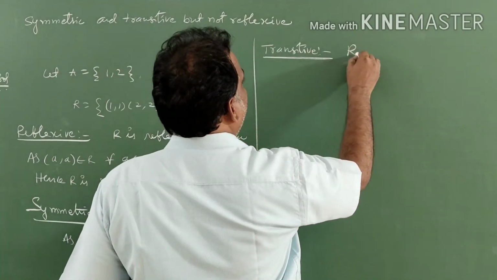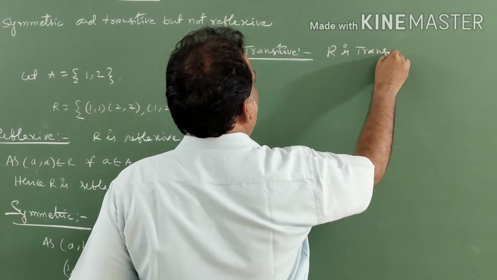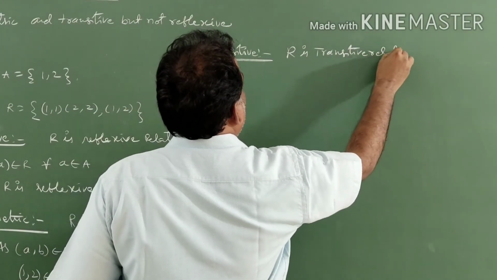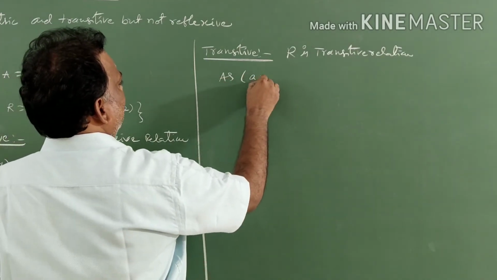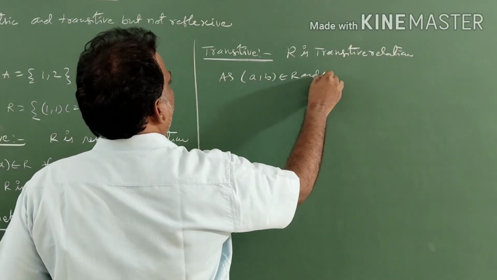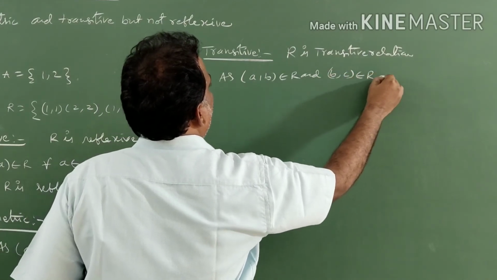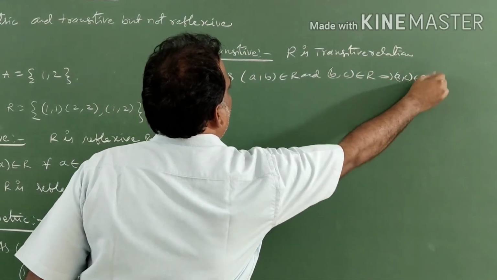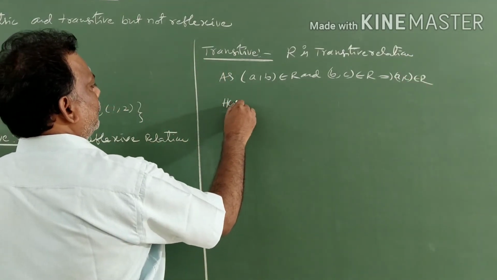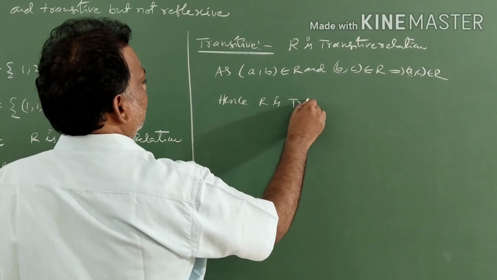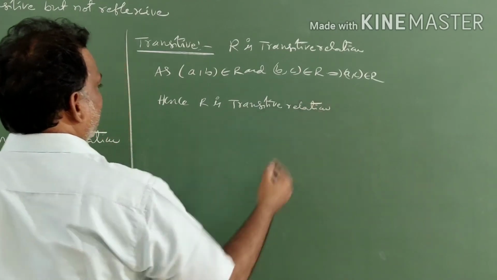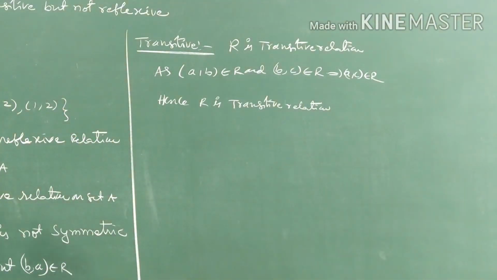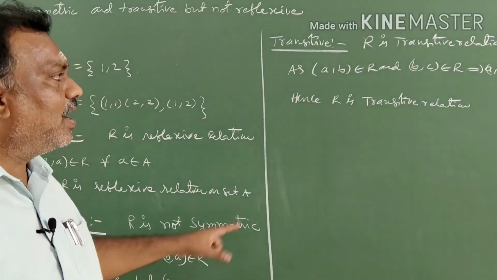R is a transitive relation. Satisfied, just give the definition. As AB belongs to R and BC belongs to R, that implies AC belongs to R. Hence, R is a transitive relation. So, by observing the three cases, R is reflexive, R is not symmetric, and R is transitive.